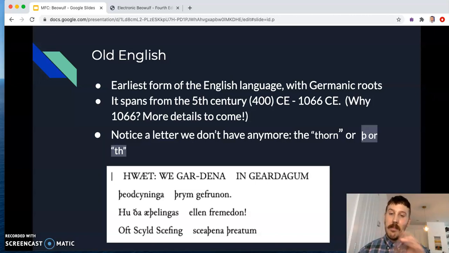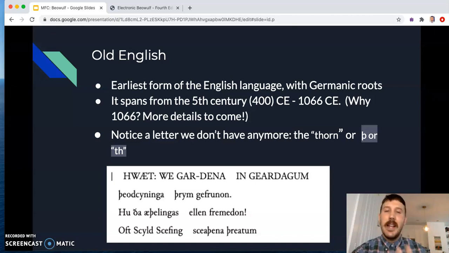And we can see some examples of that at the bottom of this screen. These are the first opening lines of Beowulf itself. It's pretty unintelligible to a modern English speaker. Old English is very Germanic in nature, so it doesn't actually have a lot of the later pieces that make up what English is today.